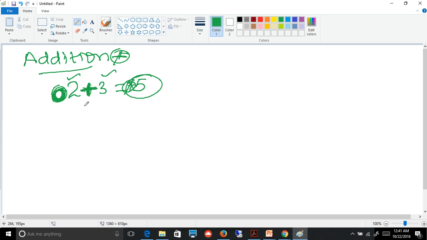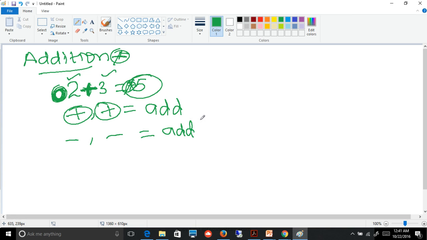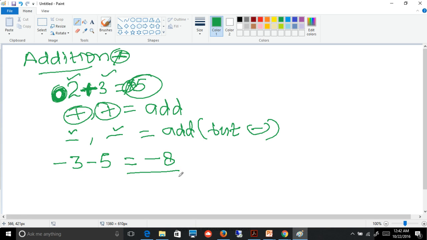You remember? In addition, suppose we are considering two numbers only. If both are positive, then it is addition. If both are minus, that is also addition, but the negative will come as a prefix. So if we see minus 3, minus 5, as per our logic, if both terms are minus, they will add, but the prefix sign will be minus. So 3 plus 5 is equal to 8 and it will come as minus 8. Okay, so this is very simple for addition.